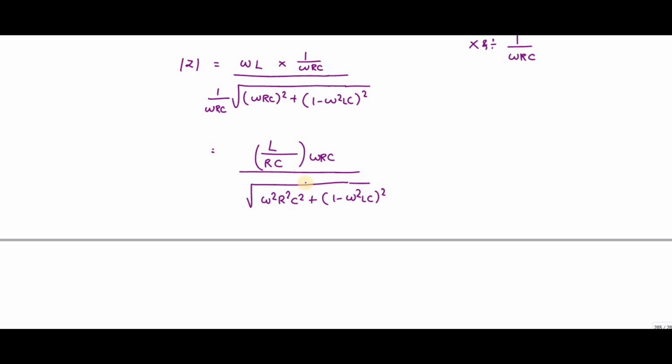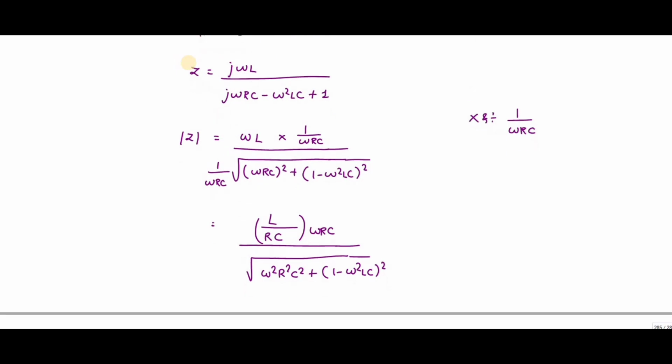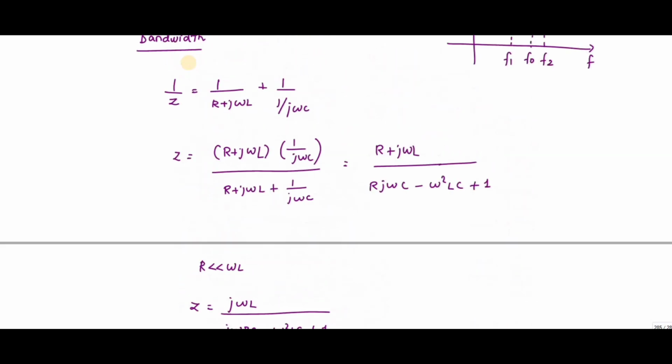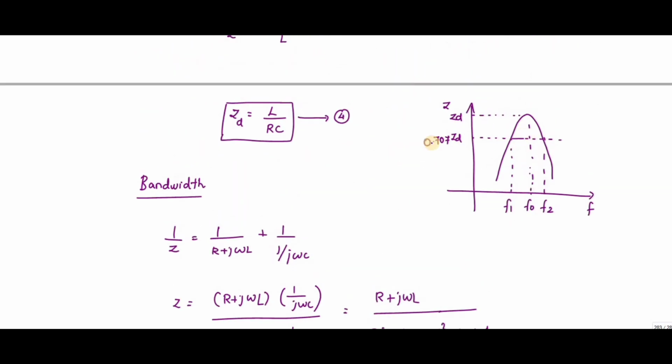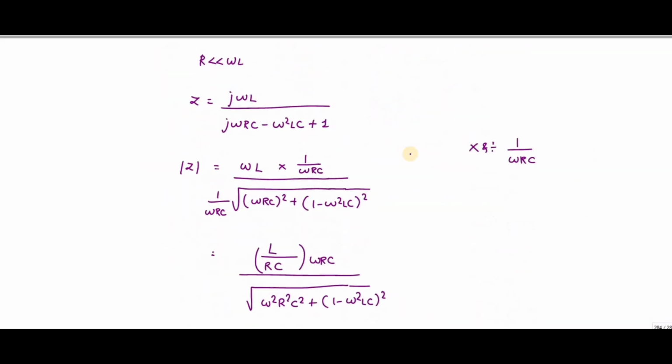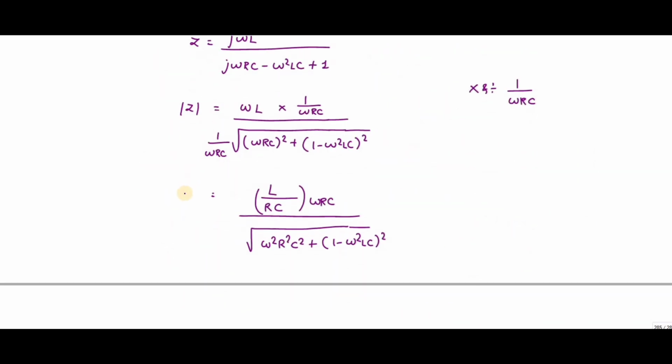So what is Z at the 3 dB frequency? Since I want to find the frequency, I take the modulus, and I will get the ZT of root.